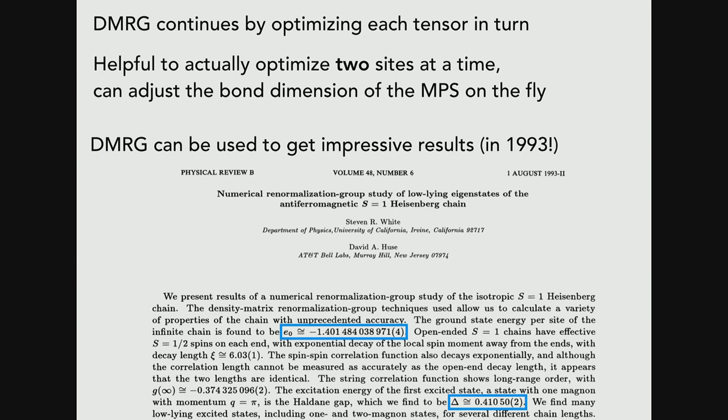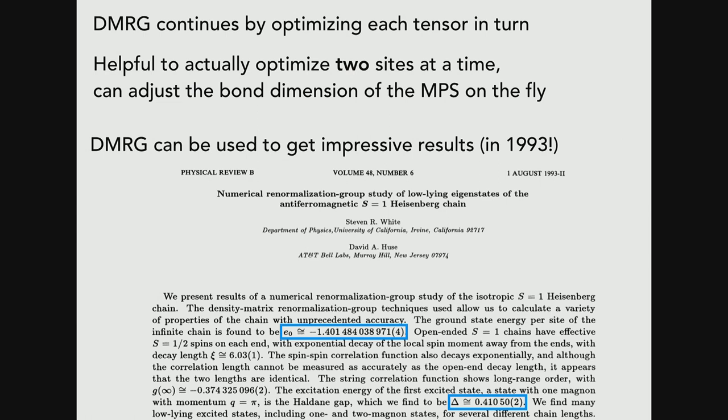I'll just flash one of them, which is the one I work on, in a little bit. So let's say we have this algorithm in hand in some form. You can use one of these packages I'll mention later. What kind of results can you get and what kind of systems can you apply it to? As far back as 1993, which is around when DMRG was invented, you could already get some very impressive results.